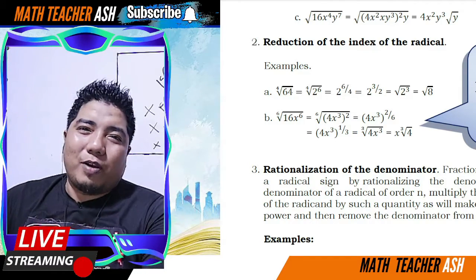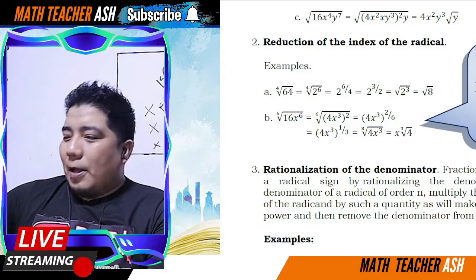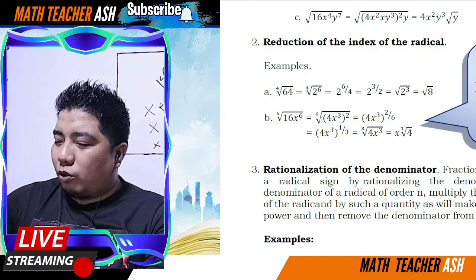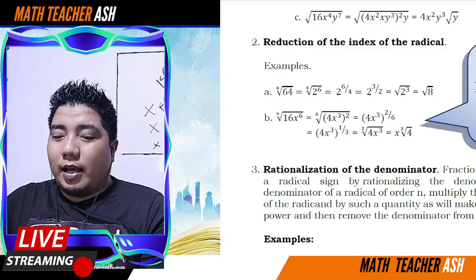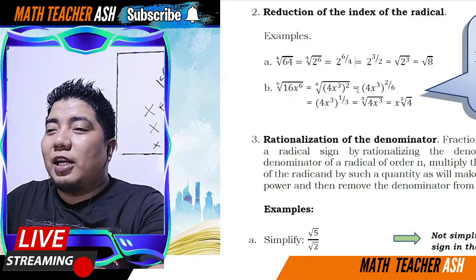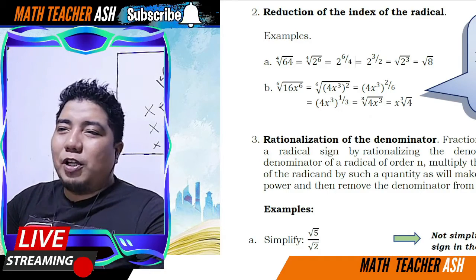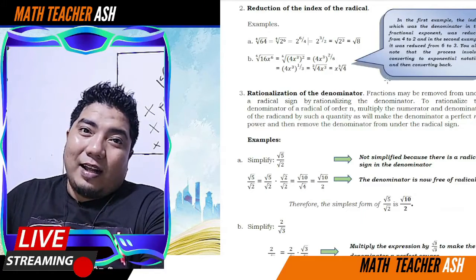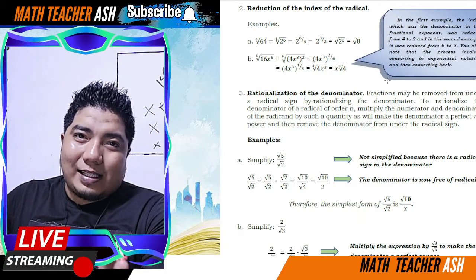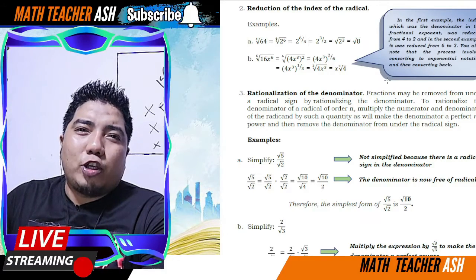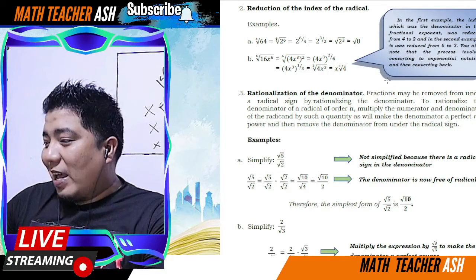So I hope you got that one. All right? Okay, so next we have here our third scenario, how to simplify a radical expression. Okay. Ano ba to? Rationalization of the denominator. Okay, first rule, my dear math learners, is that when you have a final answer that has a radical sign or radical symbol in the denominator side, then your final answer is not yet final.